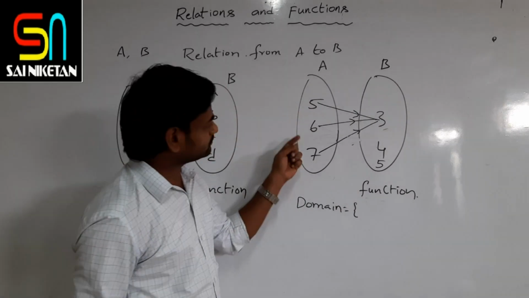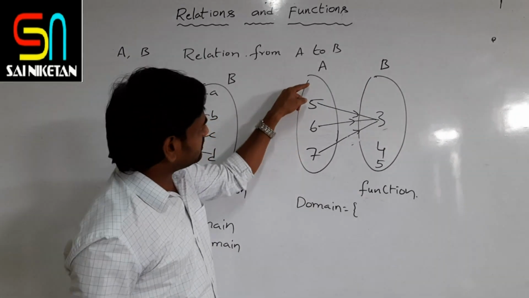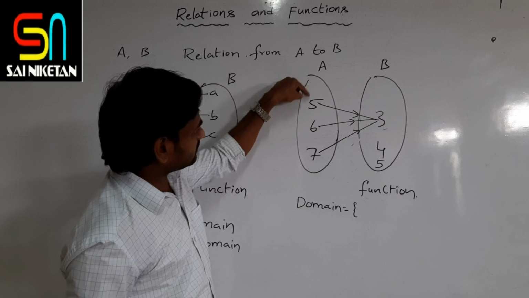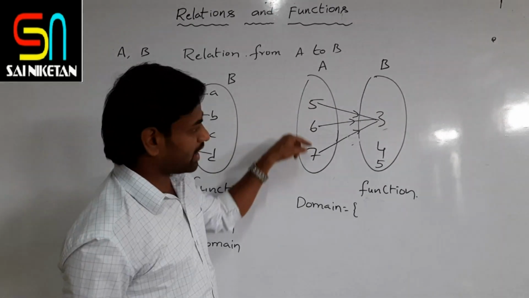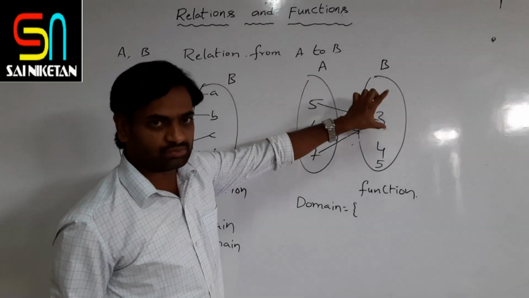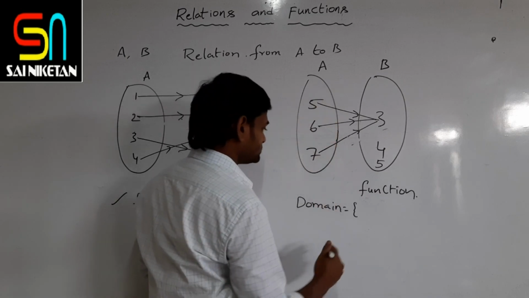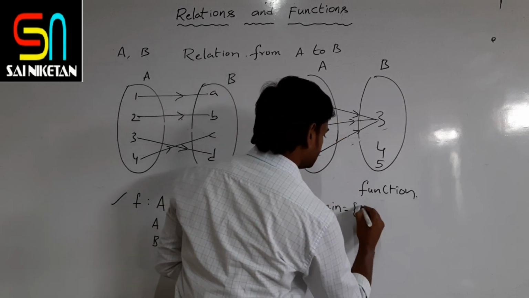See here, in this one, it is a function, because all the different elements are in the mapping, and every element has only one mapping. Okay. Now see here, domain. What is the domain?